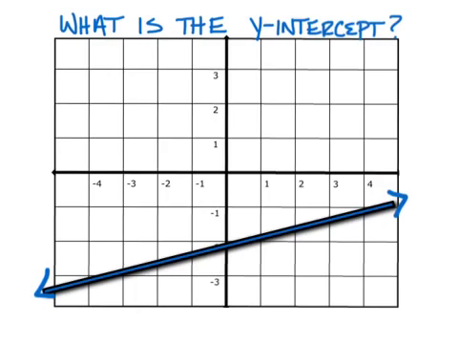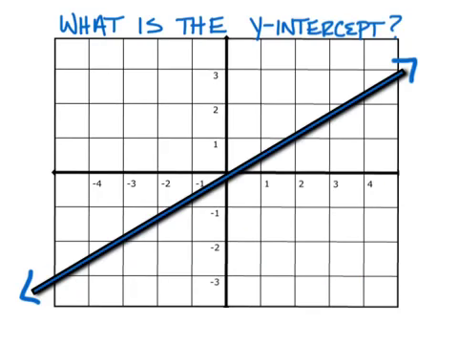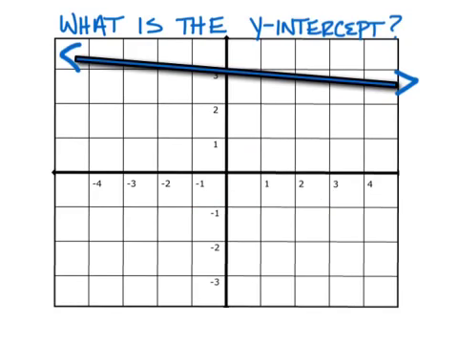What is the y-intercept of this graph? The y-intercept of this graph is negative 2 because that's where it crosses the y-axis. What is the y-intercept of this graph? Come through here with it. The y-intercept is 0 because it crosses through 0 on the y-axis.